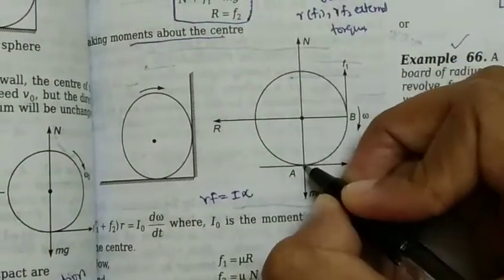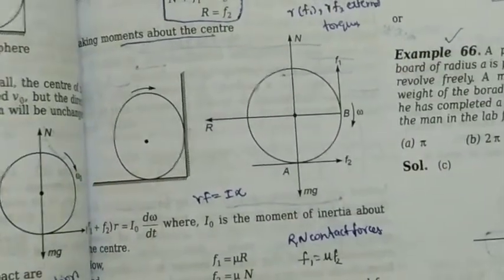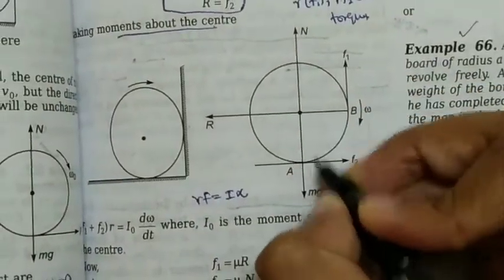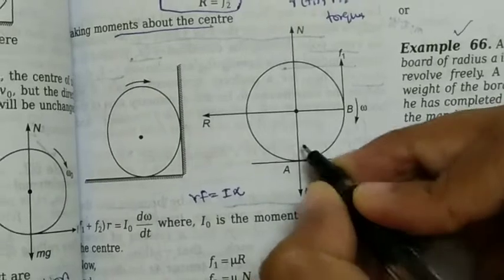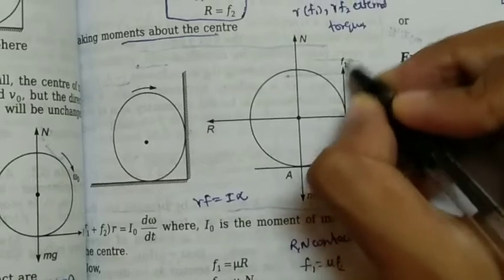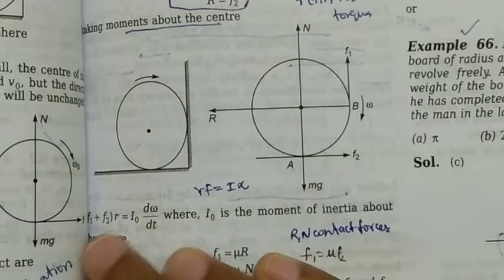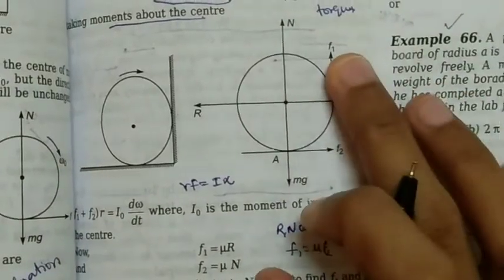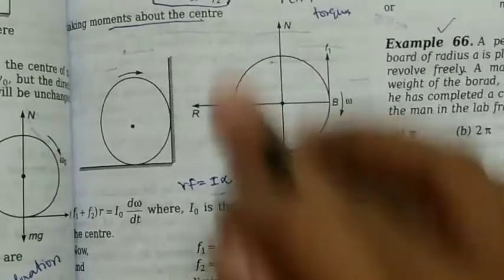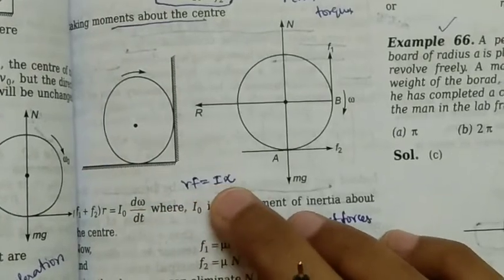So r and F are perpendicular: this is r and this is F2, so they are both perpendicular. Here also r is in this direction and F is this, so perpendicular. So the moment of force is r cross F, r into F1 plus F2, here F2 and here F1, and r is the same for them both. Overall these two forces are acting, so r cross F is equal to I alpha.